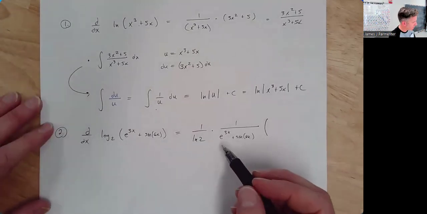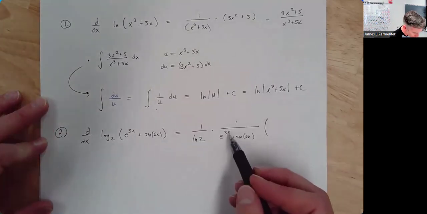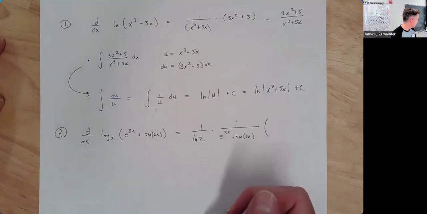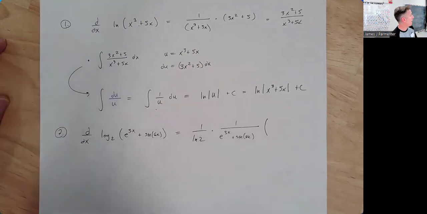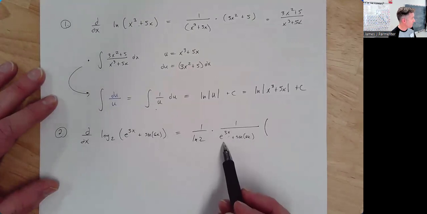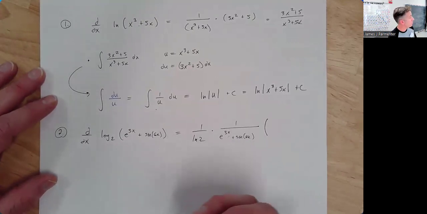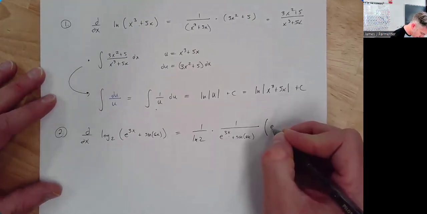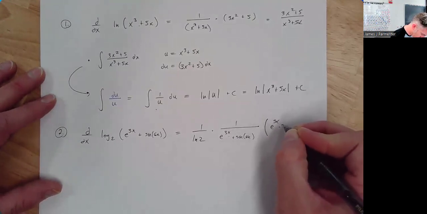Ooh, we have an extra chain rule in this here. What's the derivative of e to the 3x? Times 3, right? Because now you've got an e to a new stuff. And the derivative of e to the new stuff is e to the new stuff times the derivative of the new stuff. So it's exactly e to the 3x times 3.